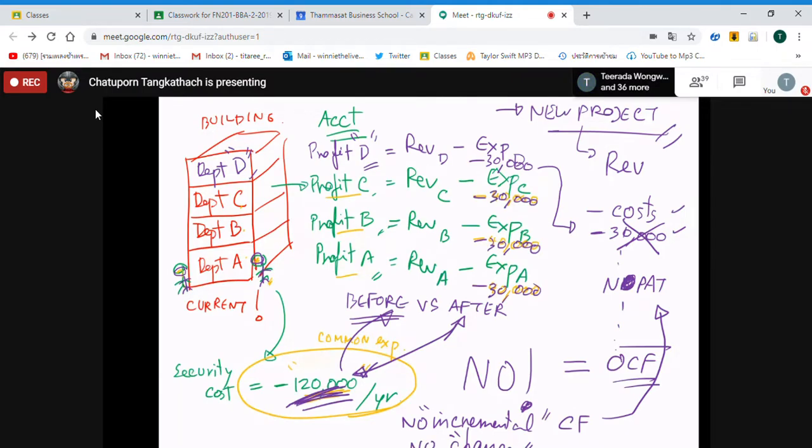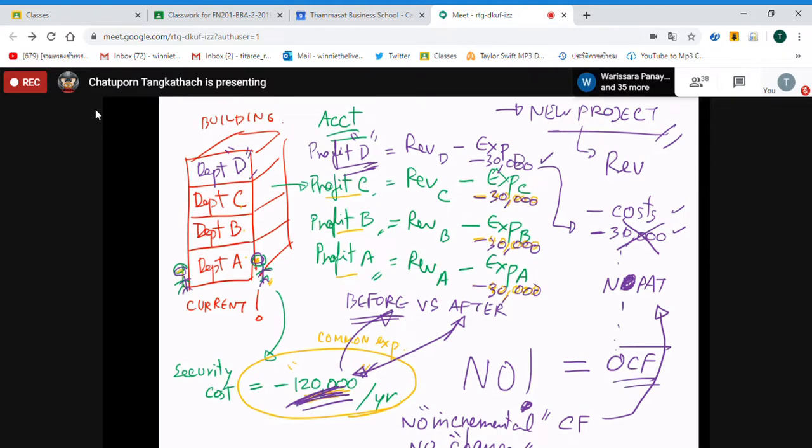So the 30,000 allocated cost like this, do not put it in when you analyze the project from a financial perspective. But when you analyze from an accounting point of view, the profit for department D, you need to put this one. This is what we call allocated cost. Any question for allocated cost? Or any question for extra cash flows that you need to consider when you analyze the project? We have sunk cost, opportunity cost, 2 types of side effect, and this one, allocated cost.